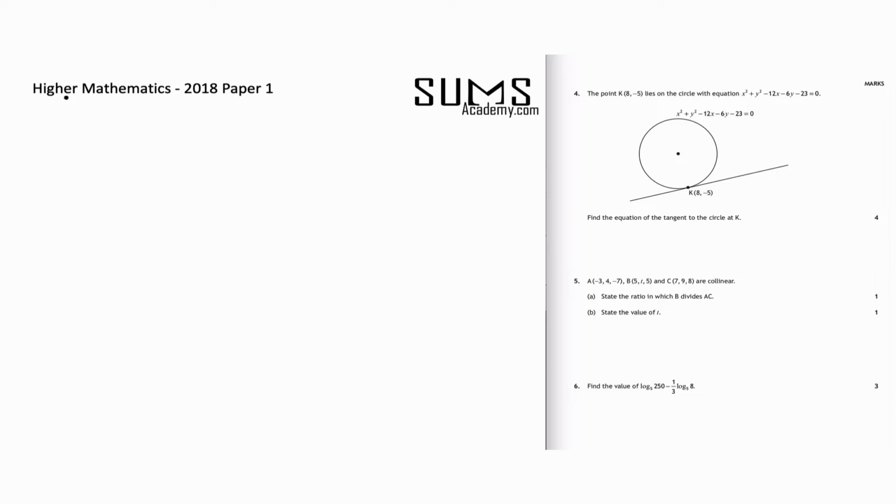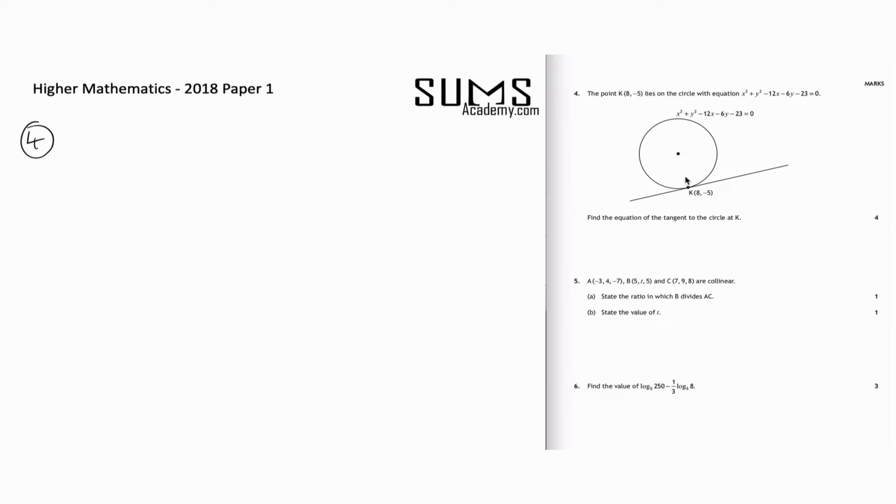So question 4. The point k, 8, minus 5 lies on the circle with the equation x squared plus y squared minus 12x minus 6y minus 23 equals 0. And then we're asked to find the equation of the tangent to the circle at k, which is this line here. So we've been asked to find the equation of this line.